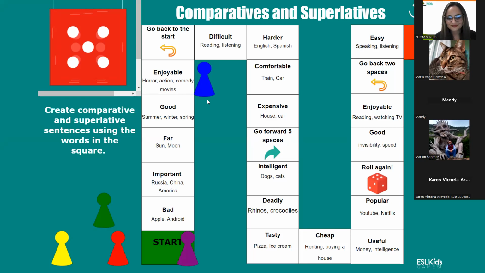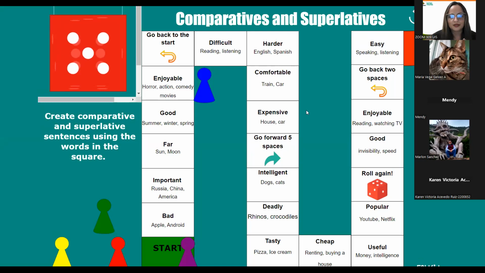Do you want me to help you? How can I help you? Okay, let's do it together, Maria. Okay, we have enjoyable. That is something that you can get entertainment from, like something fun, something good. Do you like horror or action films or comedies? Which one do you prefer? Action. Okay, action.